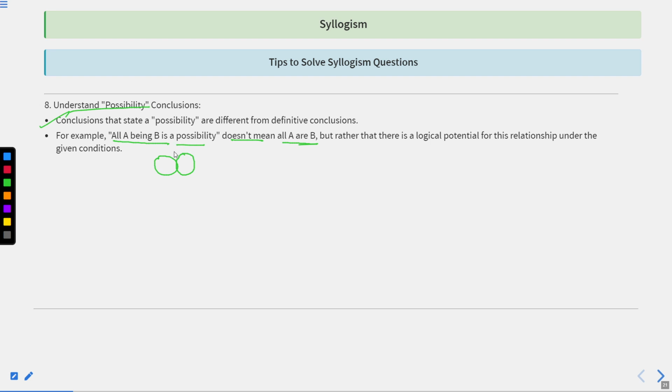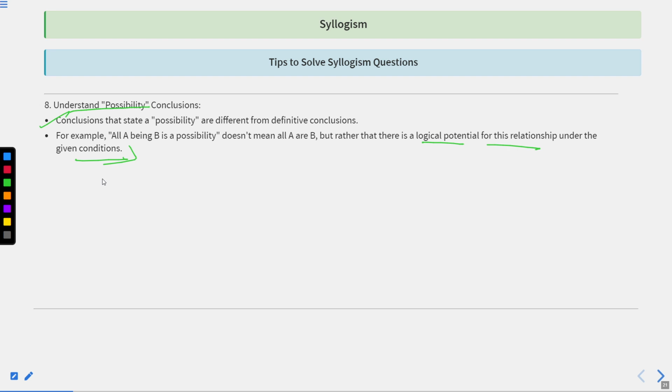Whenever the word possibility is mentioned, you cannot directly conclude that this will definitely be true. A possibility means there is a logical potential for this relationship under the given condition. There is a potential, but this is not a 100% true or agreed upon statement. Okay.